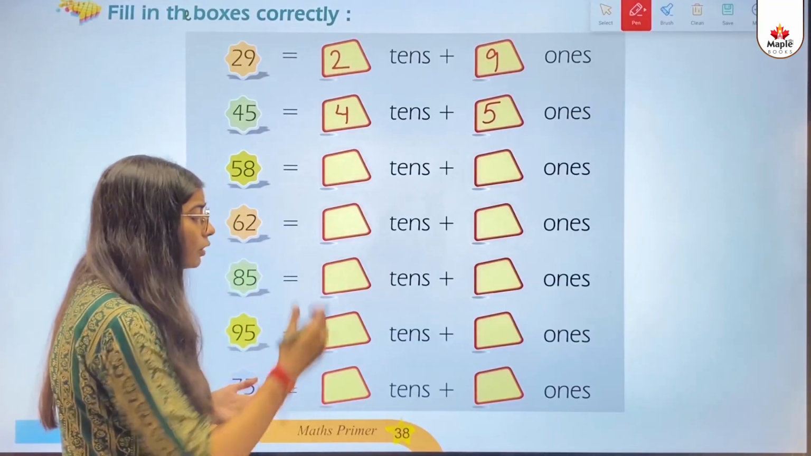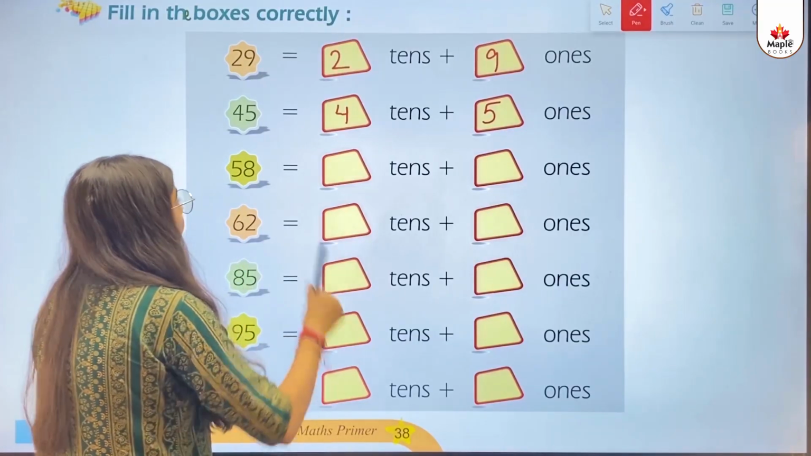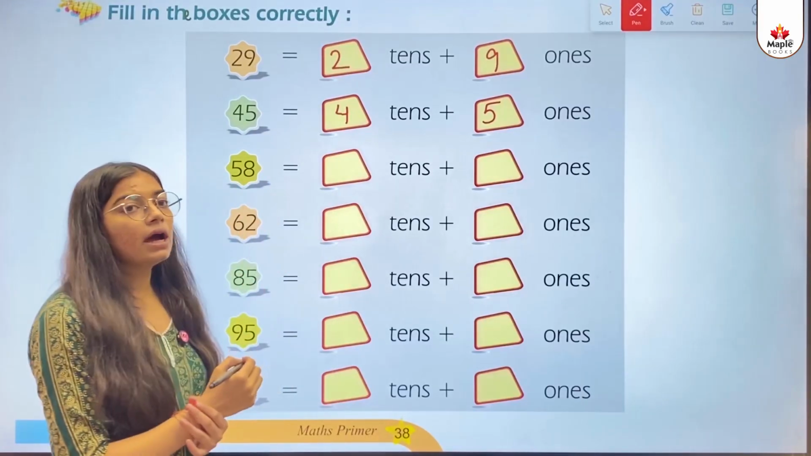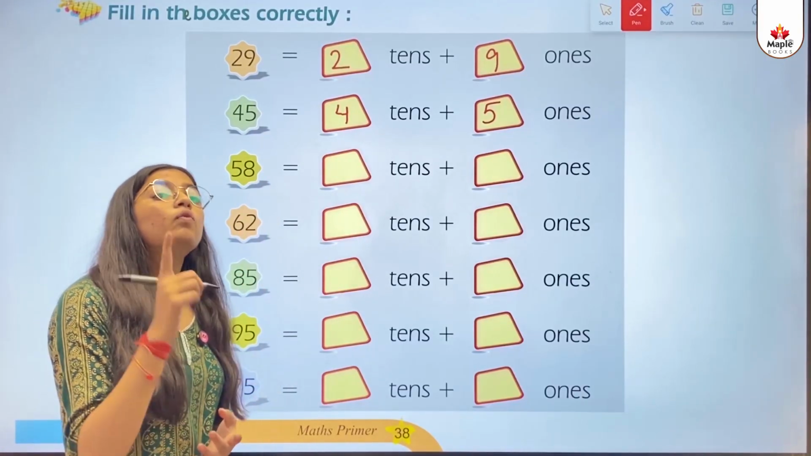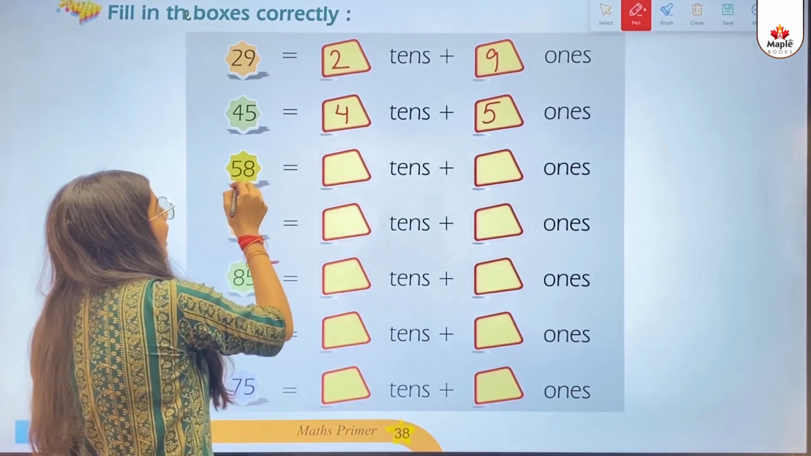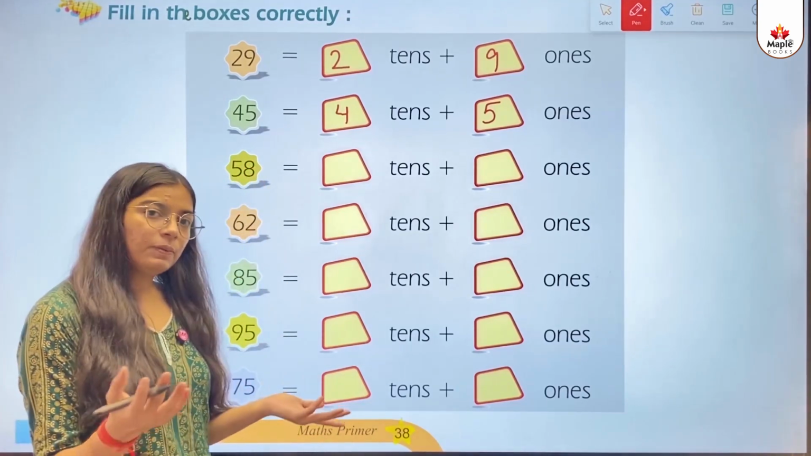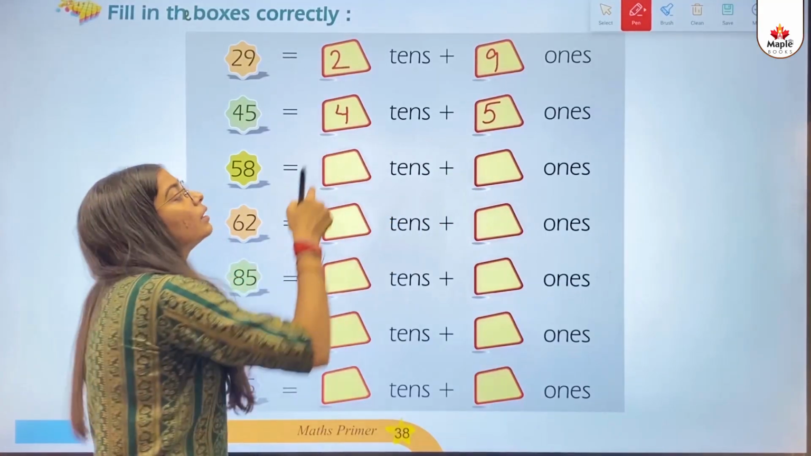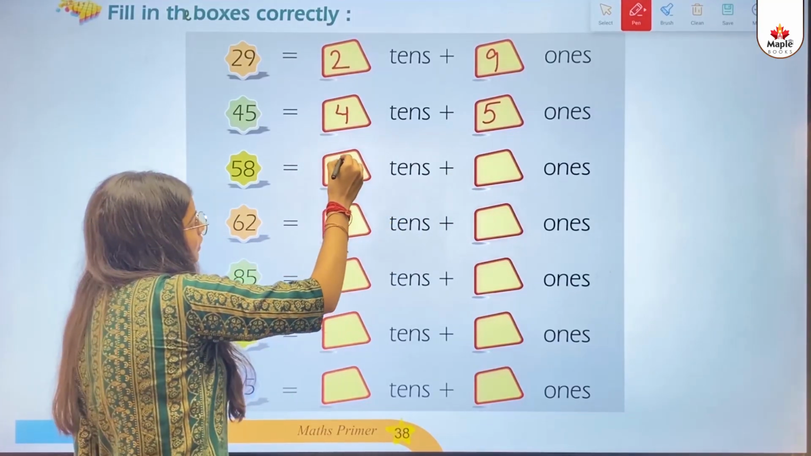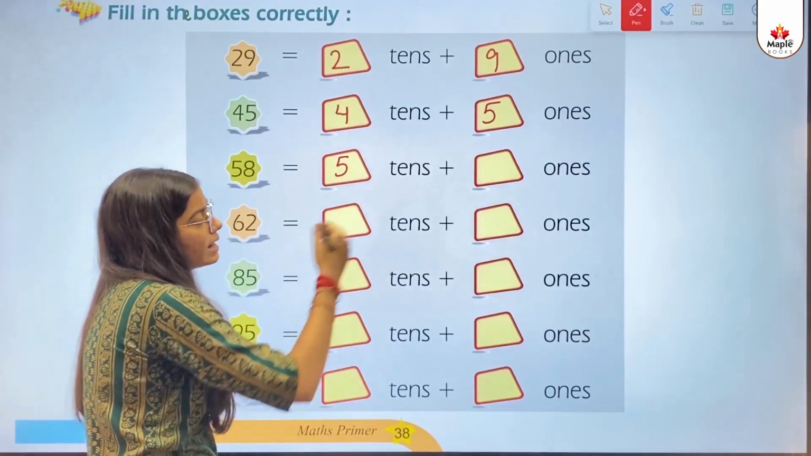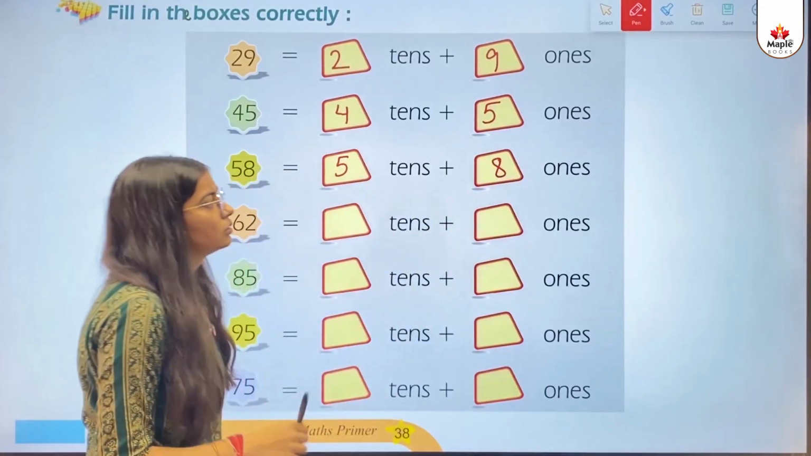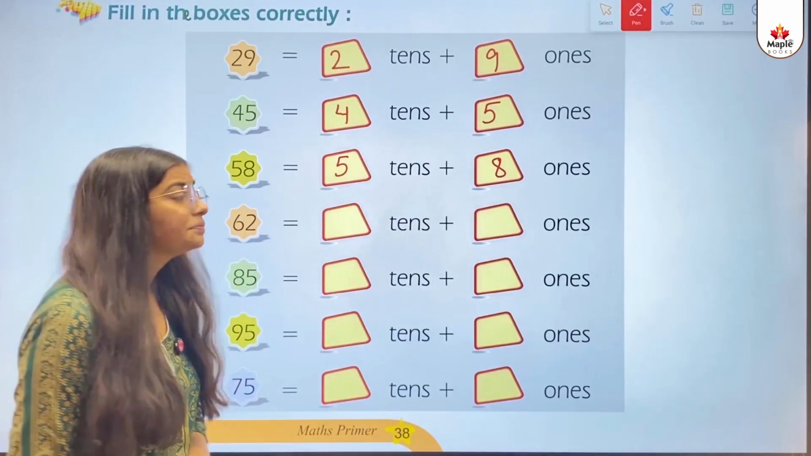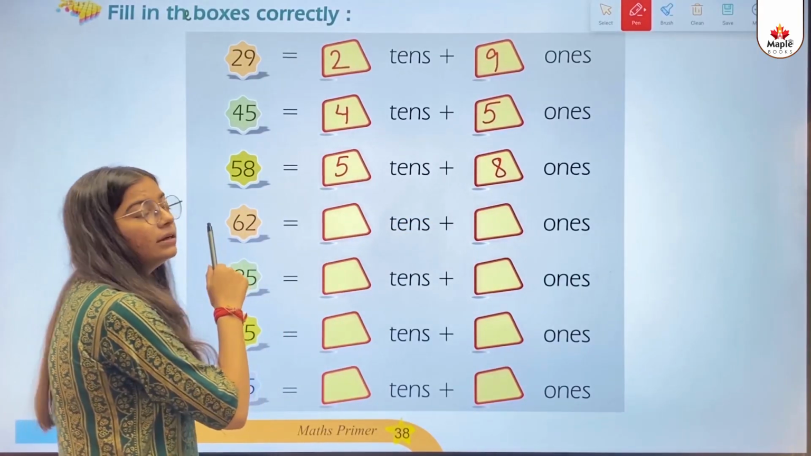So, look at some more questions. What is written here? 58. 8 is on the ones place, and 5 is on the tens place. So, where do we write 5? Here or here? Here. So, we will write 5 here and 8 here. So, 5 tens plus 8 ones. Clear?